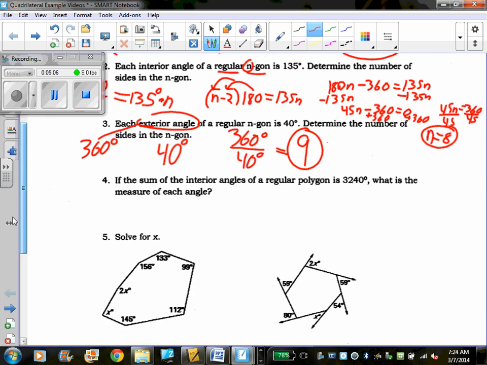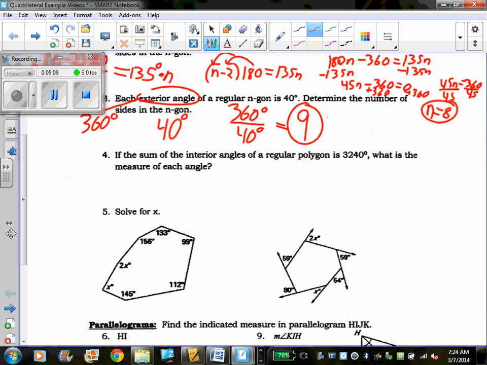A few more examples. So now we're told that the sum of the interior angles of a regular polygon is 3,240 degrees. What is the measure of each angle? This is going to be like the second one that we did, except now we can just stick to using n minus 2 times 180 equals 3,240. Remember, in that earlier example, we were given the size of each individual angle. In this one, we're just given the sum, so we don't have to add anything to the formula. It's going to work just as it is.